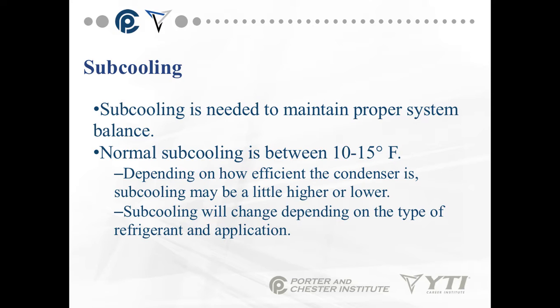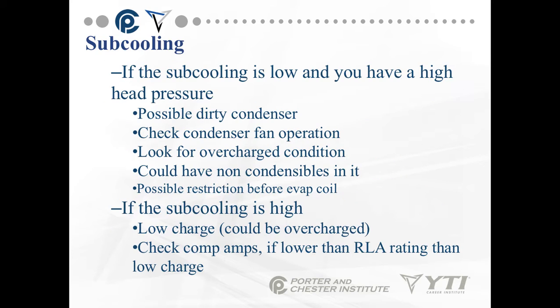Normal subcooling is between 10 to 15 degrees in the older style condensers. We're now seeing this up to 20 to 30 degrees in the newer style. It's very dependent on how efficient the condenser is. Subcooling will also change depending on the type of refrigerant and the application.